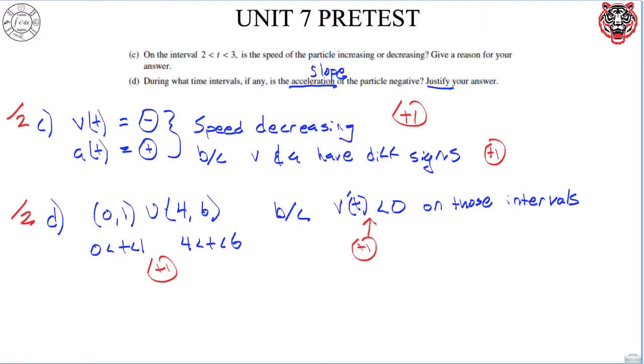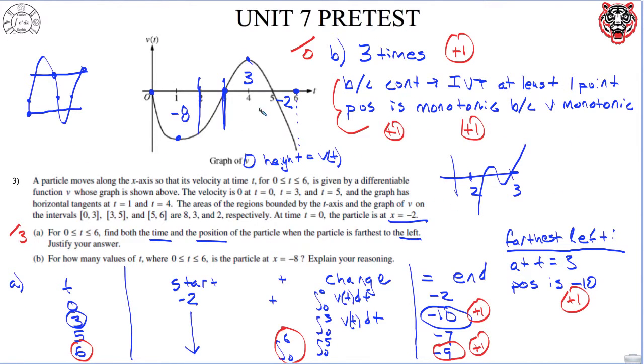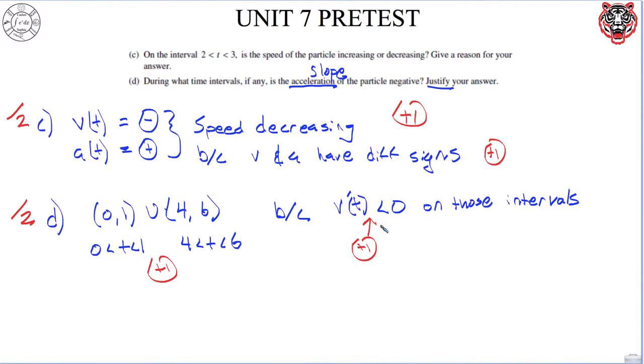And since this problem is basically regurgitated with different graphs, you only really need to memorize this definition. v prime of t is less than 0. That's acceleration less than 0, or acceleration with negative slope, or negative acceleration.